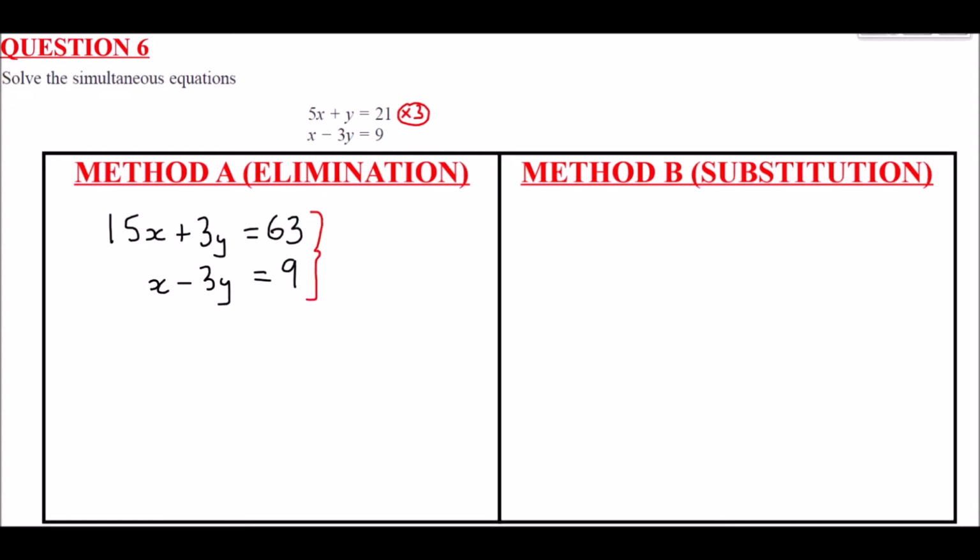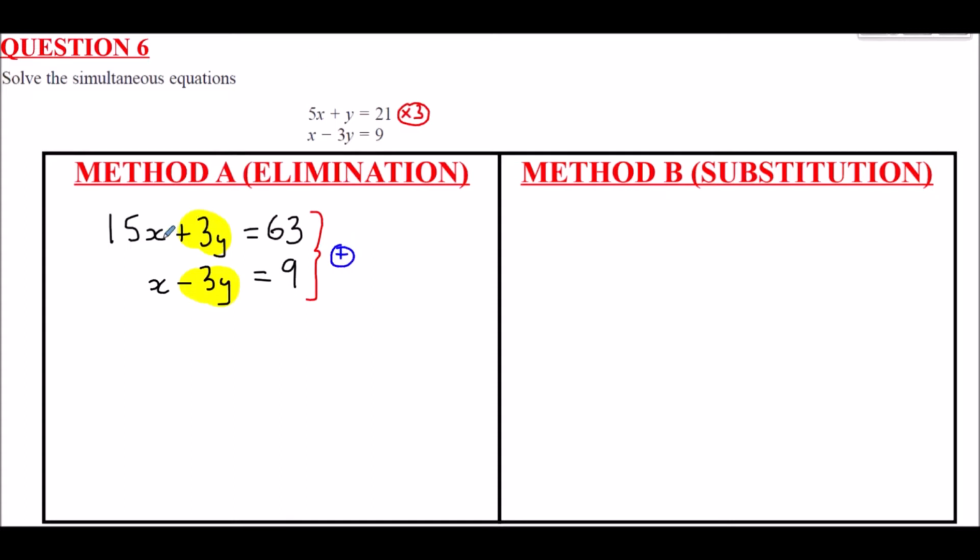So now we've got the same number of y's. We've got a 3y on the top, which happens to have a plus in front of it, and a 3y on the bottom, which happens to have a minus in front of it. When the signs are different, we add the equations. So what we're going to do here is add the top equation to the bottom equation.